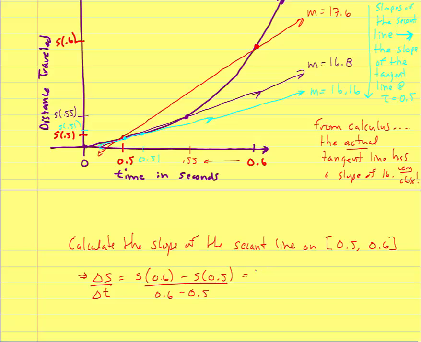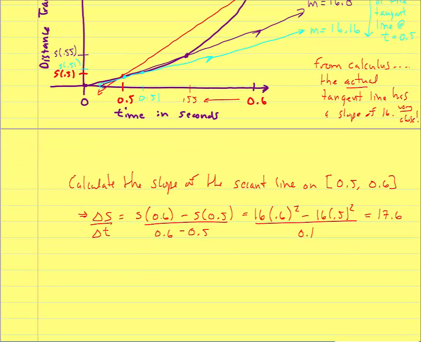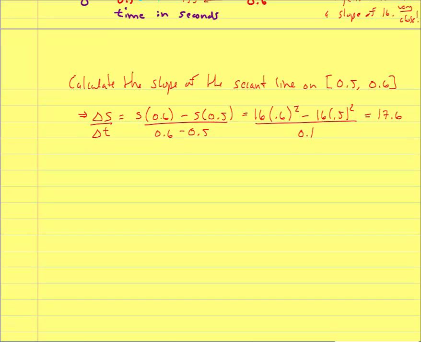So this would be plugging these into my original function, which was 16t squared. 0.6 minus 0.5 is 0.1. And what I get here is 17.6. And that's this value right up here. So that's how I calculate the slope. And you can go through and do that with each pair to verify that these are the correct slopes of those secant lines.